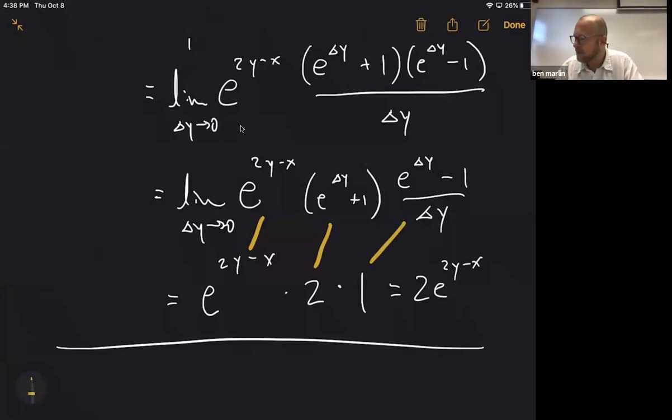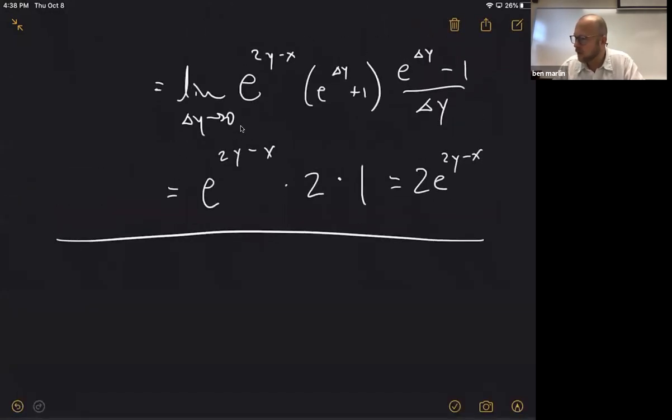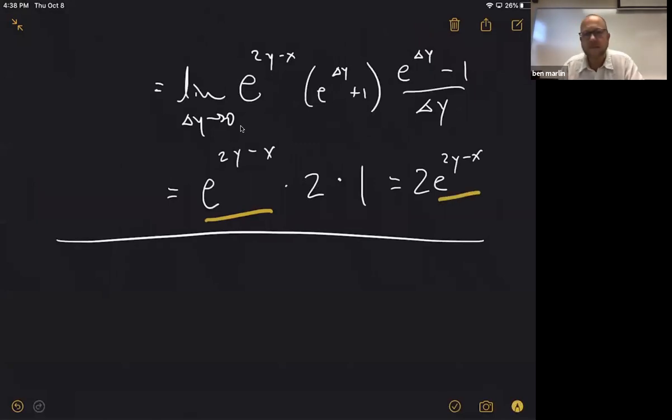And then that means that we have left for us the 2 e to the 2y minus x, okay? So if you had done this without using the definition, you would have just said the derivative of e to the something is e to that something and gotten this part. And then the chain rule would have told you to take the derivative of your 2y minus x.